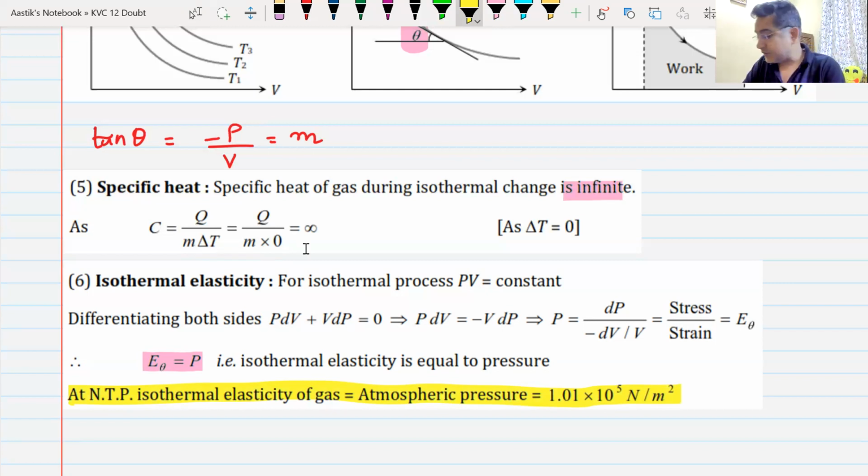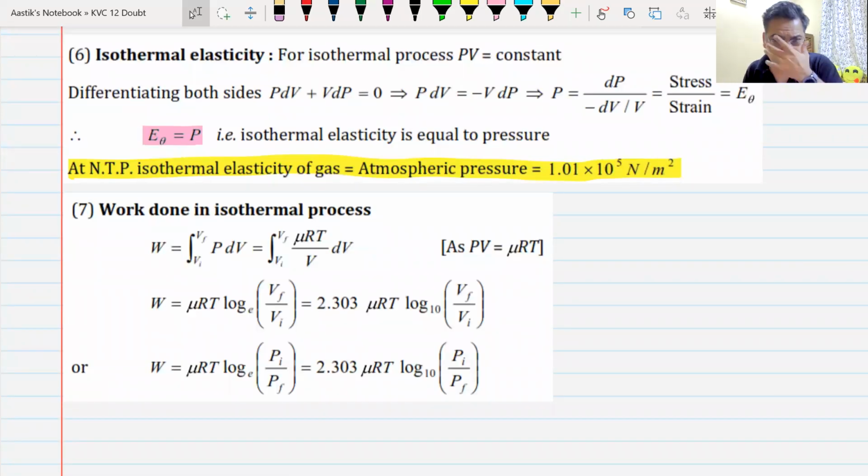the work done in this process, and how you calculate this work done is by integration. Work done is the integral of P dV from V1 to V2. You put P as nRT by V and you just integrate it. And that is how you end up with this formula.